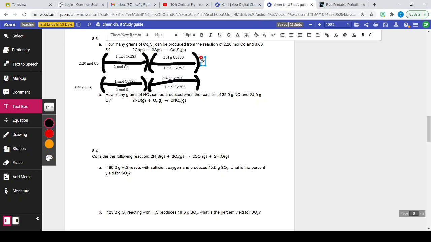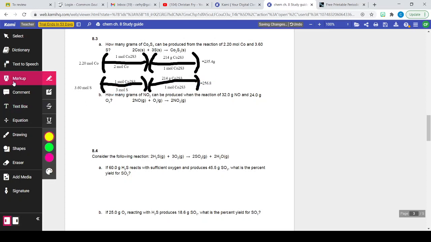All right, so now let me get my calculator out again. I've got 2.2 divided by 2 times 214. So that's going to be 235.4 grams. This one down here is going to be 3.6 divided by 3 times 214. Ooh, they're close. 256.8. Okay, so you're going to go with the lower amount.